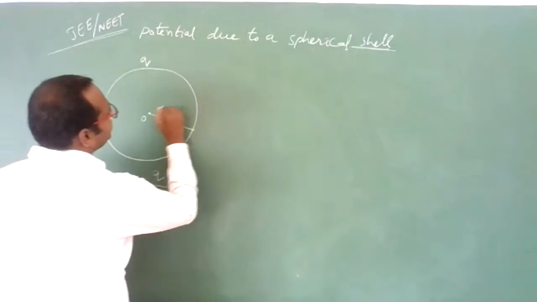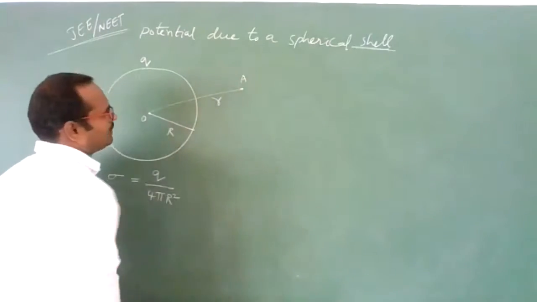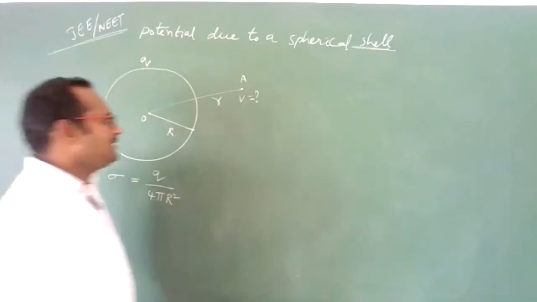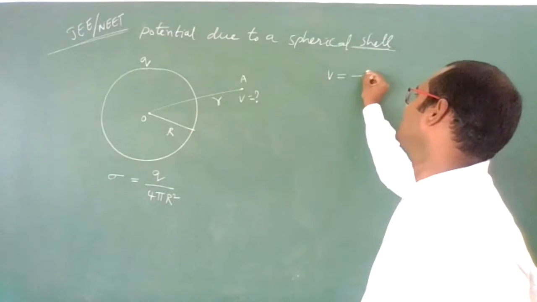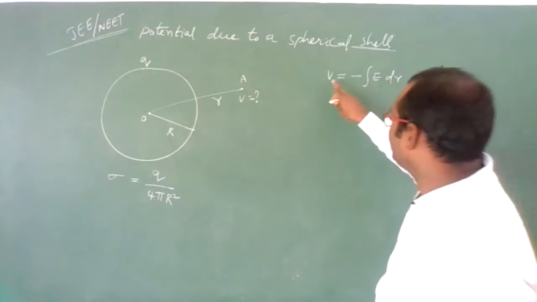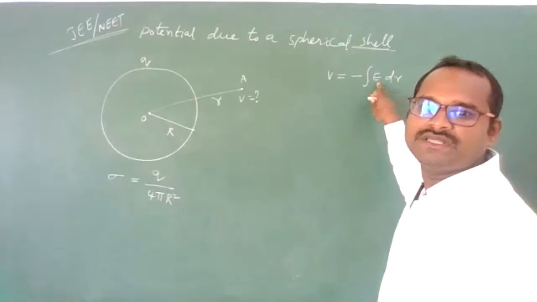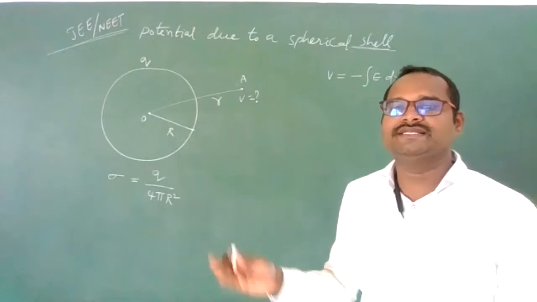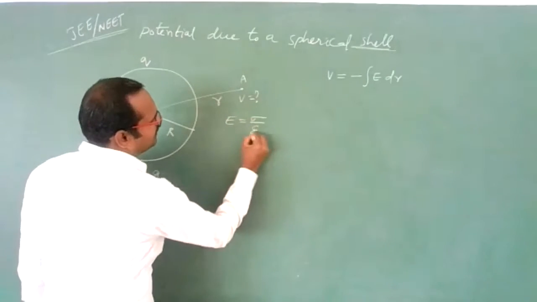Now, due to this spherical shell, at an outside point, let us imagine here at this point A, at a distance of small r, what will be the potential we need to find? Students, see, how can we find? Simple technique: potential is equal to minus integration of E dr. That means if you want the potential at that point, you need to know the electric field value at that point. According to the properties of conductors, the electric field due to a conductor is sigma by epsilon naught. As you know, this one.